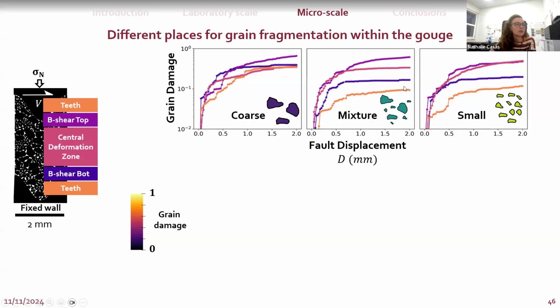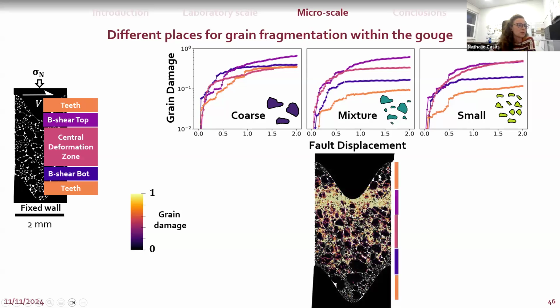So I will first describe the mixture since you saw the video. This was the numerical microstructure at the end of the fault shearing. What we can see is that indeed the most important damage is observed within the bottom shear, which is consistent with what we see here. Then we have a smaller amount of damage within the teeth and within the top shear zone. And still an important damage within the central deformation zone, where we see important fragmentation, even if we still have big grains that we can distinguish here.